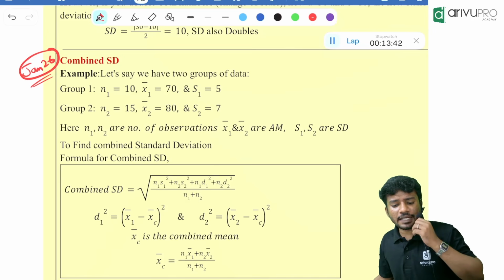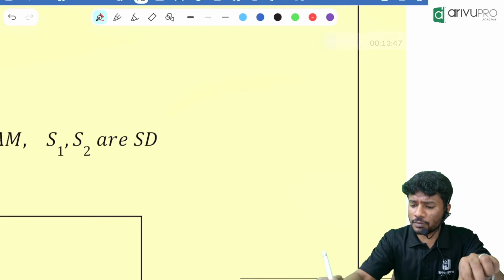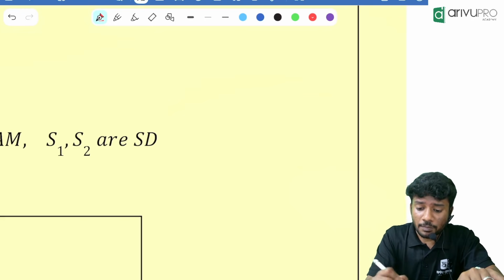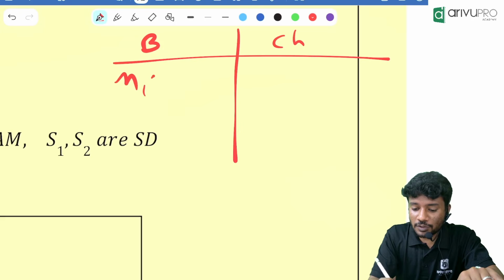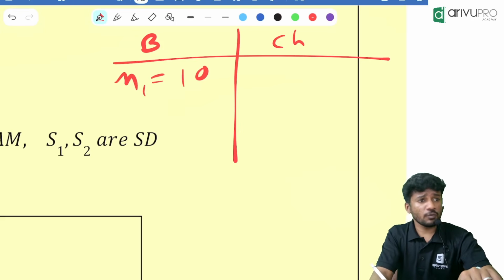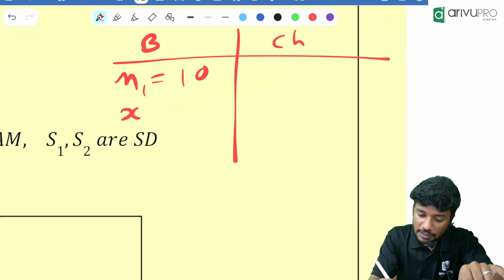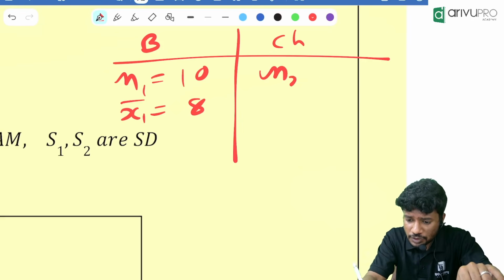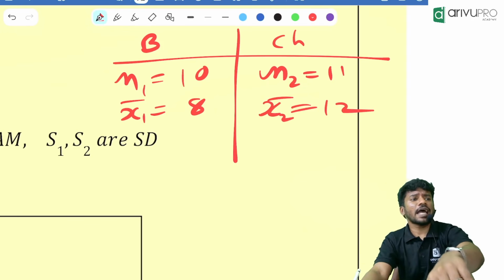Now, combined SD. In order to find the combined SD of two data sets. Long back, do you remember we found the combined mean and all? That time, which example did I use? Bangalore Academy is there. Then Chennai Academy is there. For example, N1 is equal to 10 randomly. That means N1 number of students are studying in Bangalore Academy for CA Foundation. There X1 bar was how much? Let it be around 8 marks. Then N2 is the number of students studying in Chennai Academy, 11. There X2 bar, let it be equal to 12. Okay, that is the average mark.